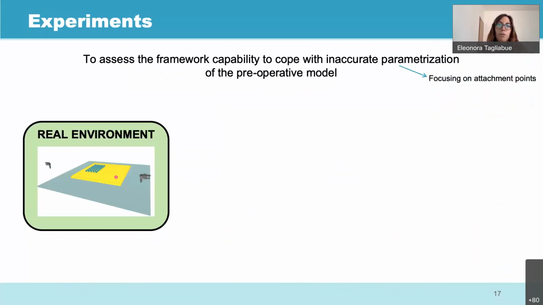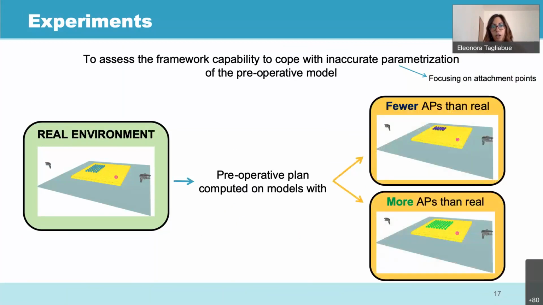We have performed some experiments to assess the capability of the framework to handle situations where we started from an inaccurate parameterization of the preoperative model. In particular, we have considered different real scenarios with different configurations of attachment points. For each of those, we have considered preoperative models with fewer or more attachment points than the corresponding real environment.